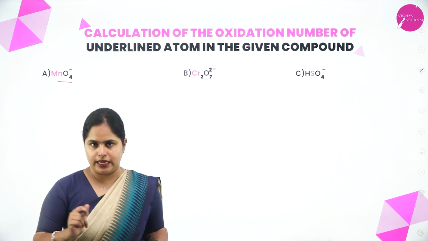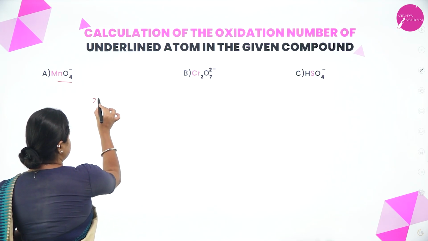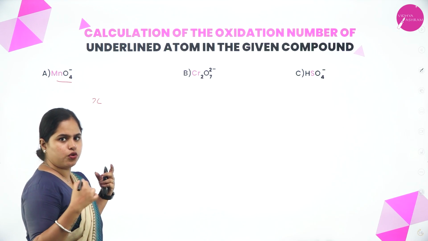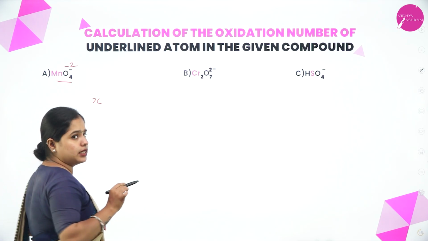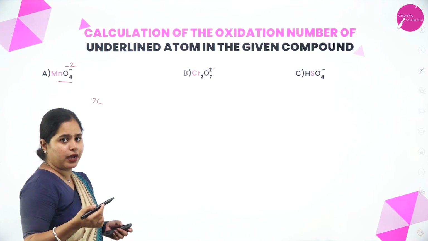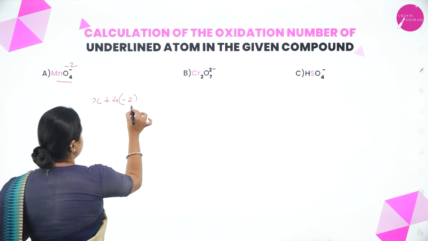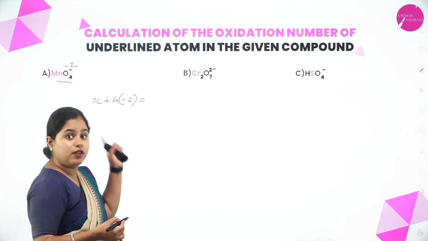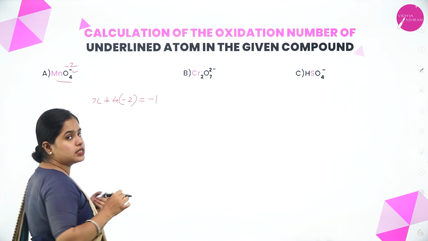Okay. So let's take this example. So again, manganese, I don't know. So I'm going to take it as X. There is only one atom of manganese. So no need to take 2X. It is just X. And for one atom of oxygen, the oxidation number is -2. How many are there? There are 4. So 4 into -2 will be equal to what? The charge here you can see it is -1.